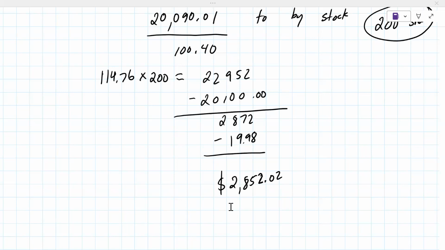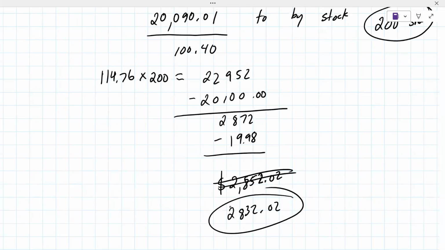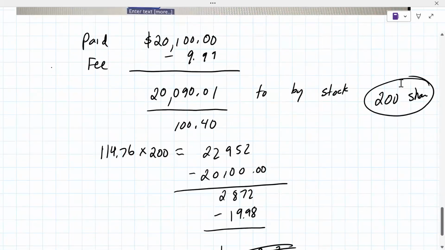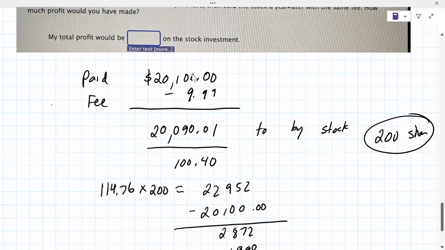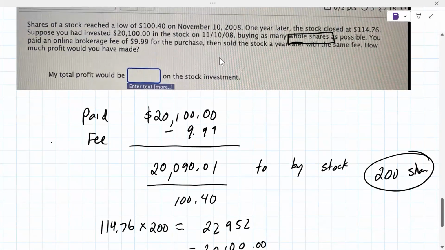So I got 28.32 and 2 cents doing it that way. I was just like, wait, all right, awesome. Yeah, but again, it may not be right because there's this issue here. You're not actually spending the full 20,100, but it's not clear.